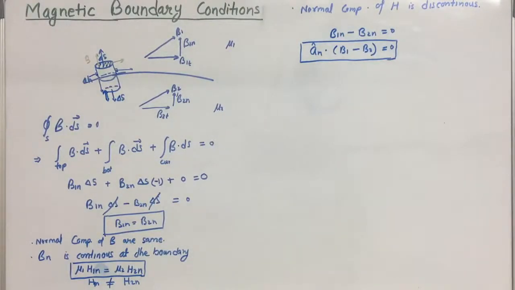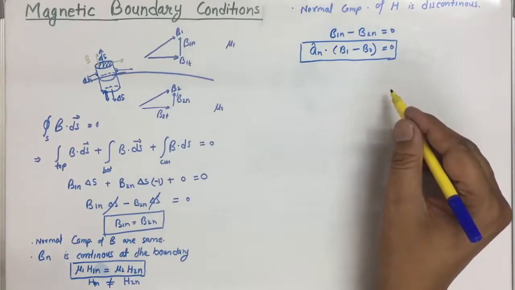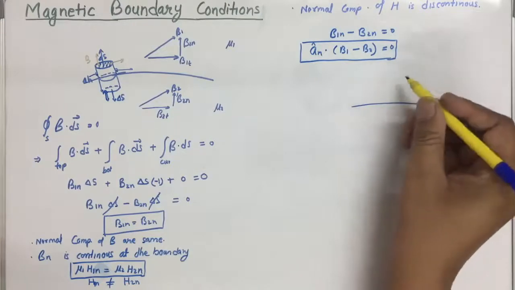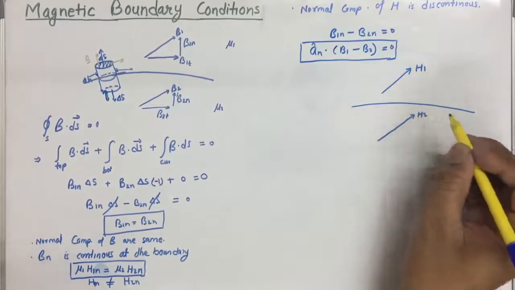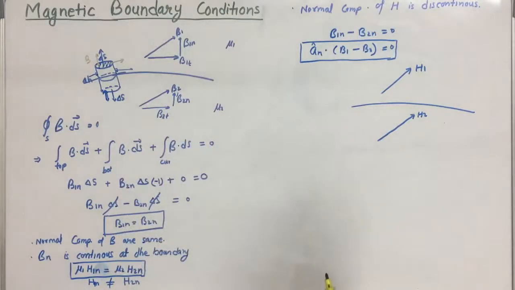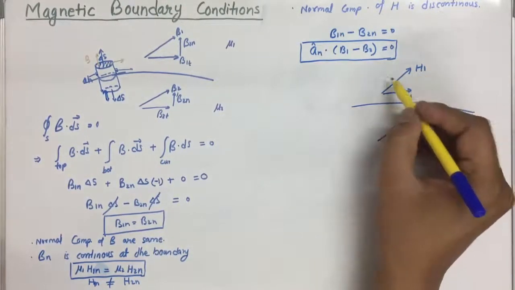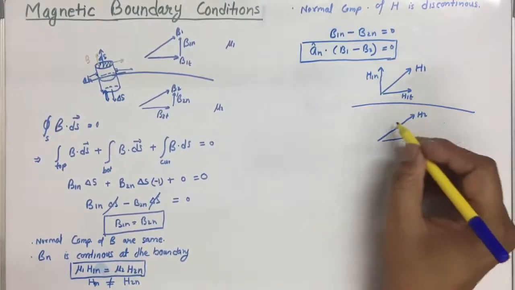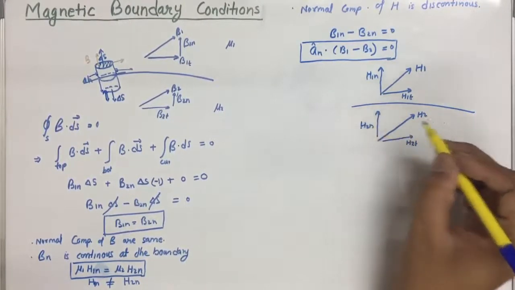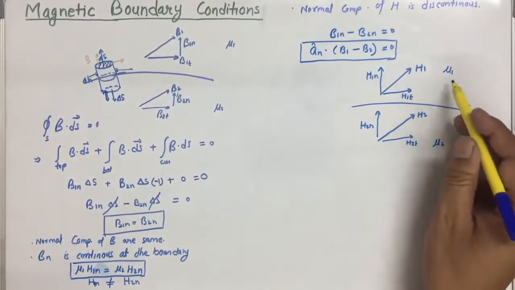Now similarly, let us try to find the relationship between the tangential component of H. For that purpose, consider the same figure again, but instead of magnetic flux density we are now considering magnetic field intensity H1 and H2, with components H1t and H1n, H2t and H2n, the same way as we have done here. The media are the same, with permeabilities mu1 and mu2.